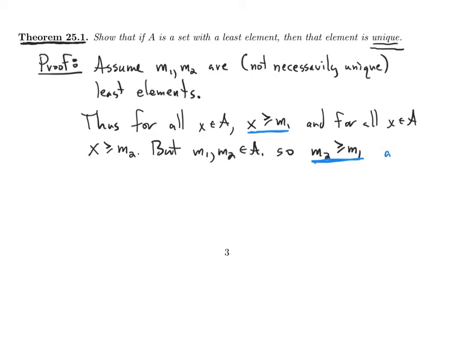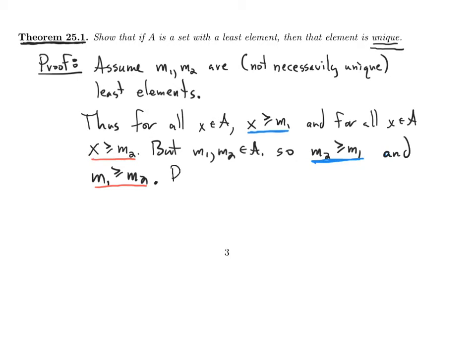Well, the same thing here. Let's do the other one. If x is greater than or equal to M2 for all x, then let's say x is M1. It's true for all x, so it's true for a particular value, so it's true for M1. So that's what we're doing here in red. We're just using a particular value because we know it's true for all values.